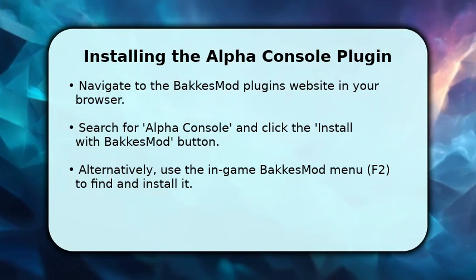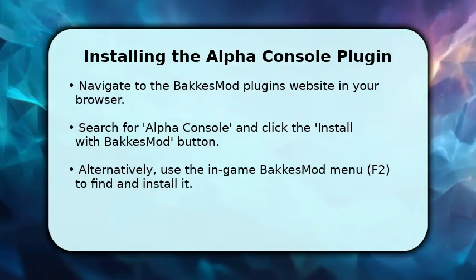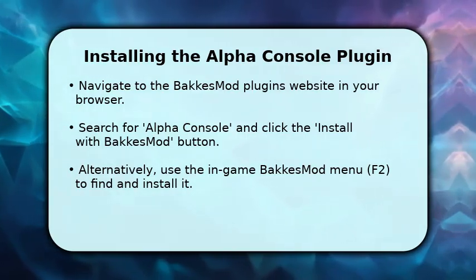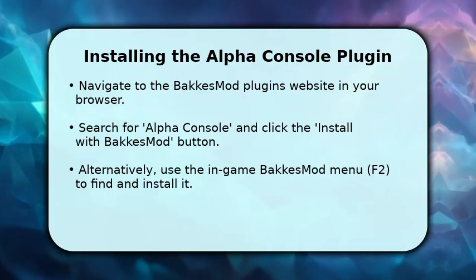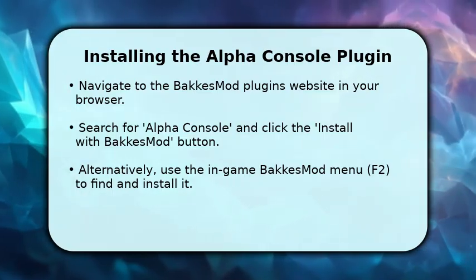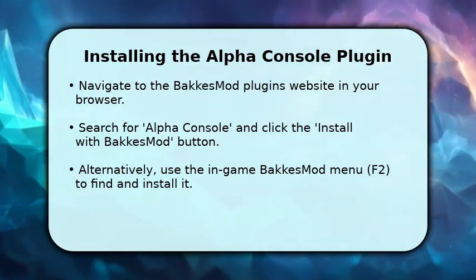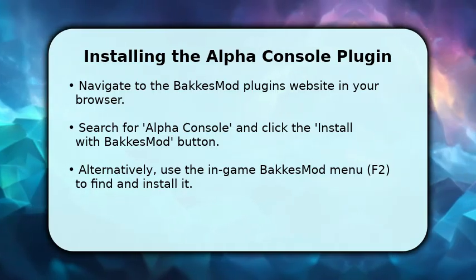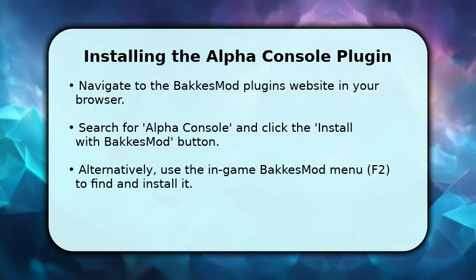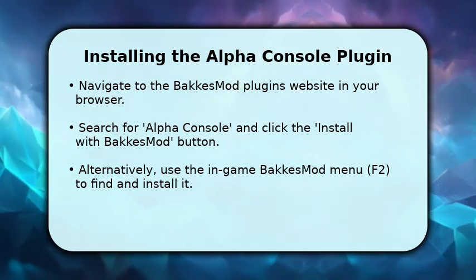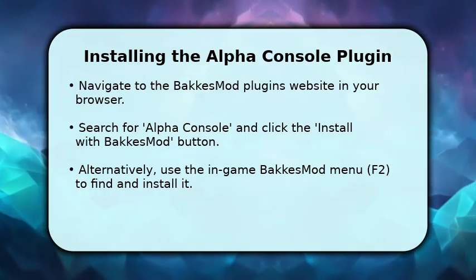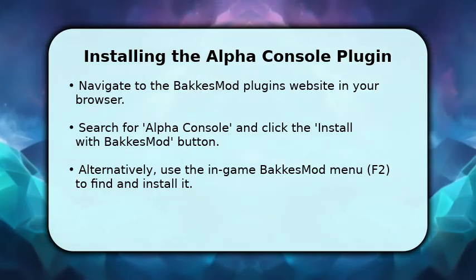Once BaxMod is ready, installing Alpha Console is straightforward. Open your web browser and go to the BaxMod plugins website. You can easily find Alpha Console by searching for it, then simply click the Install with BaxMod button. This will typically handle the installation automatically. As an alternative, you can launch Rocket League, press F2 to open the BaxMod menu, navigate to the Plugins tab, and install Alpha Console directly from there.